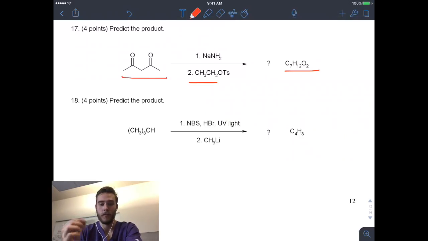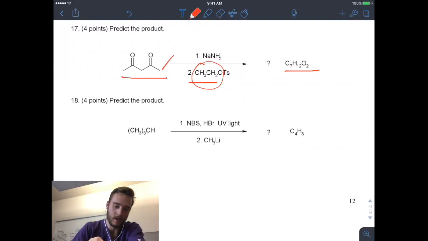But we've got to figure out where this ethyl group gets added on, right? Does it go here? Does it go here? Does it go here? What's going to happen? Let's work through the reaction.